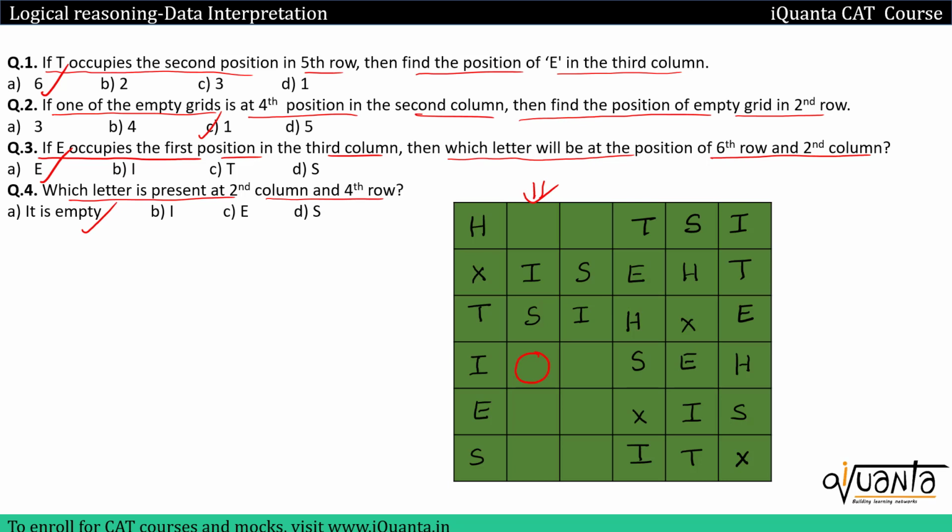Always proceed by putting the direct clues and then you can figure out the indirect clues. Sometimes you'll face a situation in which the whole matrix will not be filled. So what you have to do is you have to make use of maximum clues. Use all the clues and put the maximum data that can be put into that arrangement, and then you can move to the questions.